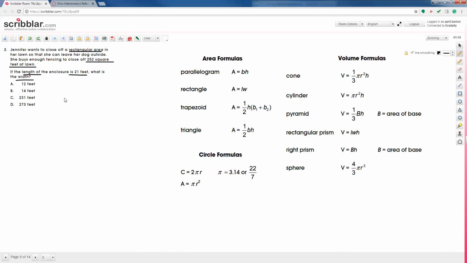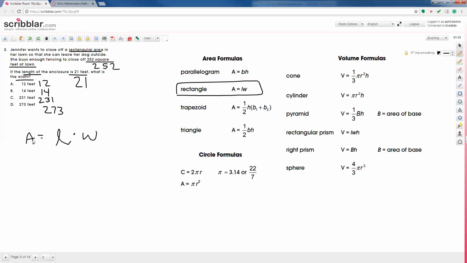So you can do this problem two different ways. We know it involves area, so we know we'll need area formulas, specifically a rectangular area. But this is one where it's probably actually easier to try out your answer choices. I'm going to write each of these numbers a little bit bigger so it's easier to follow along. So instead of going through and solving, the easiest option is to say, well, I know area is length times width. And we know we want the area to be 252. We want this to equal 252.